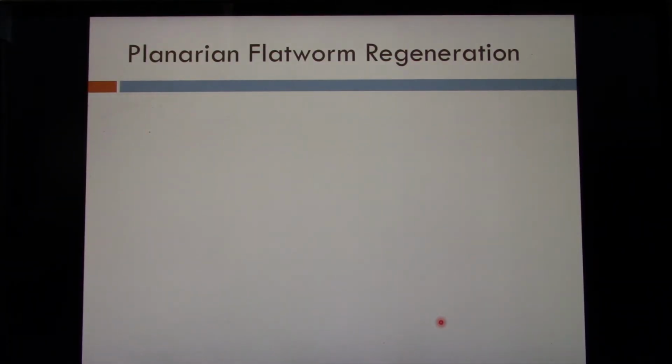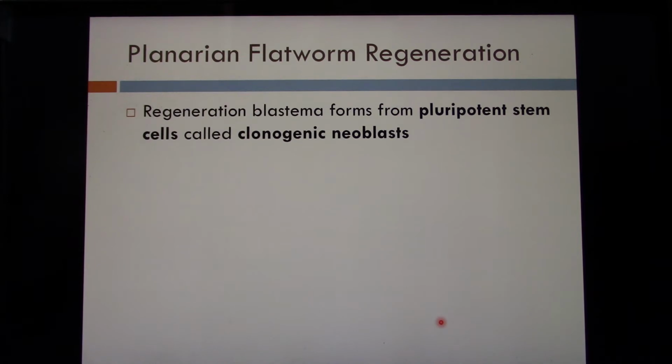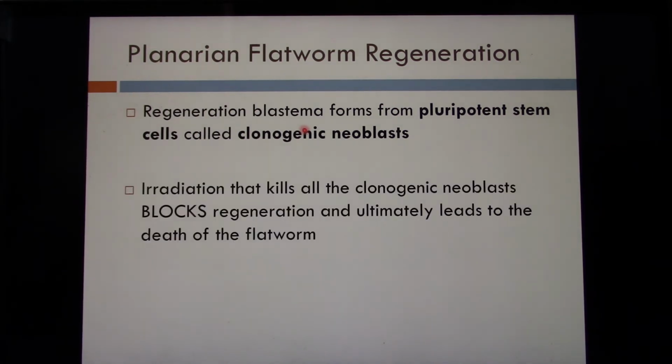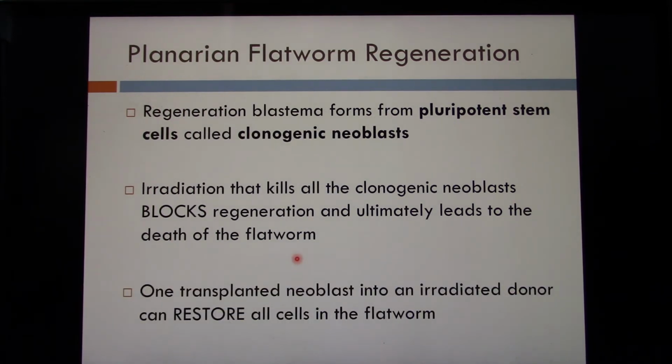So planarian flatworm regeneration involves pluripotent stem cells called clonogenic neoblasts or neoblasts. Irradiation that kills all the clonogenic neoblasts blocks regeneration and ultimately leads to the death of the flatworm. One transplanted neoblast into an irradiated donor can completely restore all of the cells in the flatworm. All it takes is one.